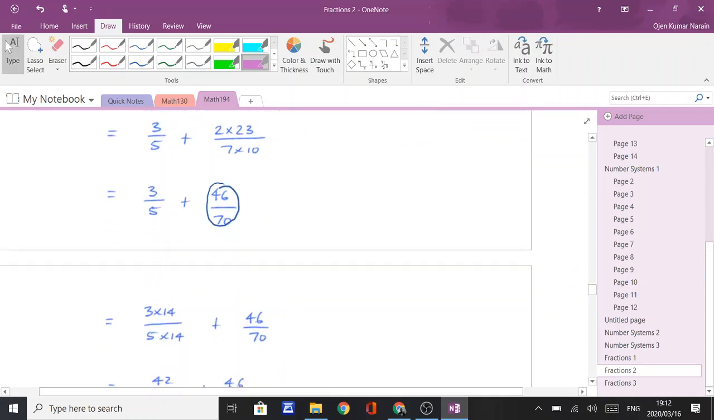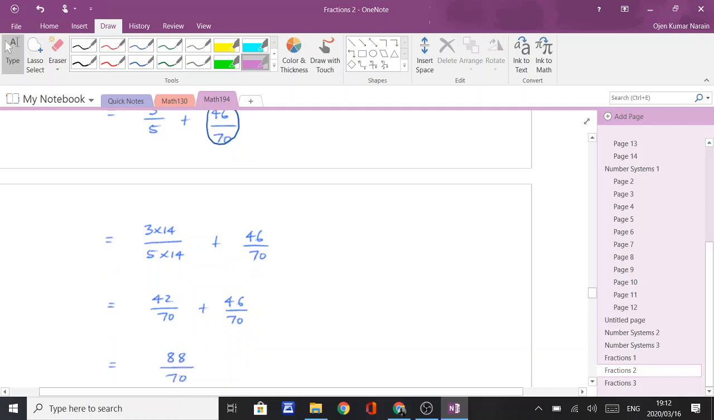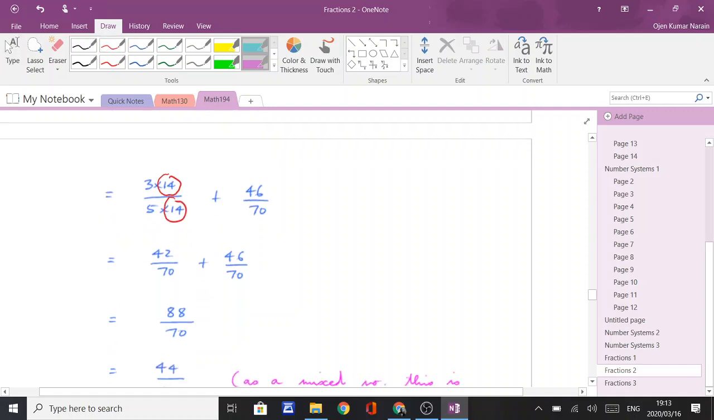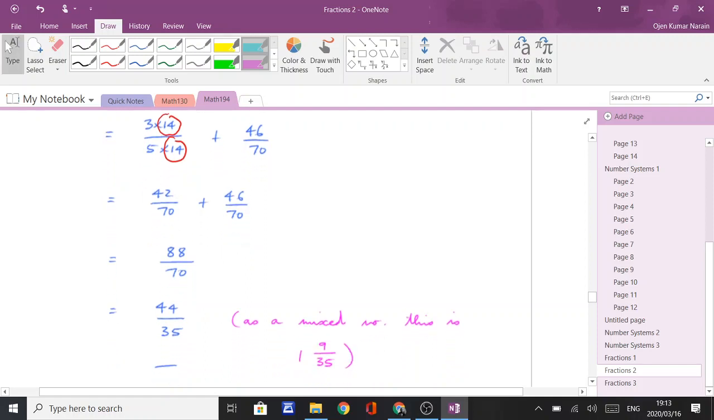over 70. Now to add 3/5 and 46 over 70, we have to have the same denominator. So the LCM of 5 and 70 is 70. So we have to multiply the first by 14 over 14. So 3 times 14 is 42 and 5 times 14 is 70. So both have the same denominator. So we can add 42 and 46.